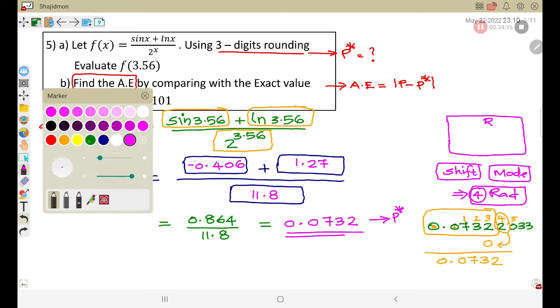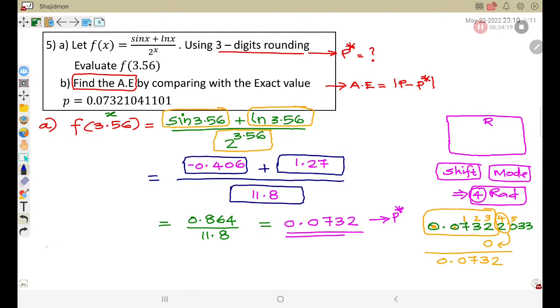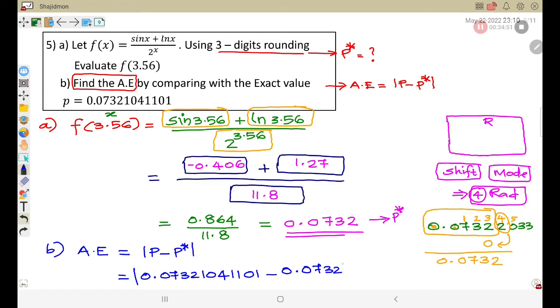Now we will go to the error part, the B part of the question. Find the absolute error. Absolute error means, what is the rule? Absolute value of P minus P star. Apply the P number and P star number. What is the P number given in the question? 0.073210411101 minus the P star number we wrote here, 0.0732, equals what? Using 3 digits rounding, you can write the answer 1.04 multiplied by 10 power minus 5. That is the absolute error in the calculation.